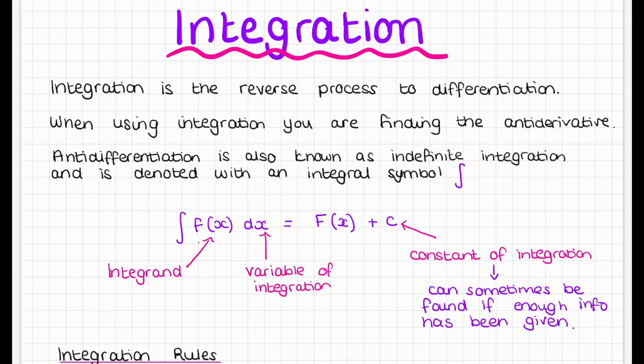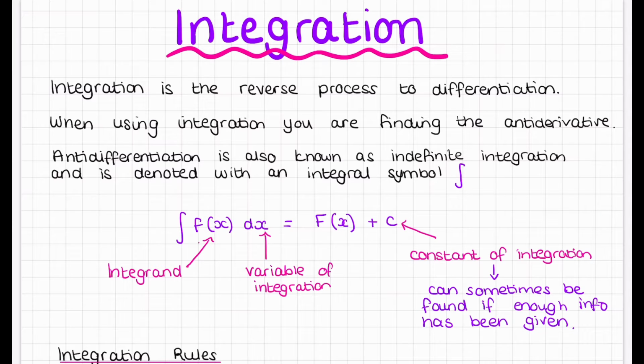If we have the integral, the long S shape, of f of x, which we call the integrand, that's the function that we are integrating, dx, the d tells us that this is the derivative, and then the x means we need to do the integral with respect to x, so x is our variable. When we work this out, we've got a capital F of x, which is our original function, plus c. Now c is the constant of integration, and sometimes we can find it if we've been given some more information in the question, which we'll do in the next video.